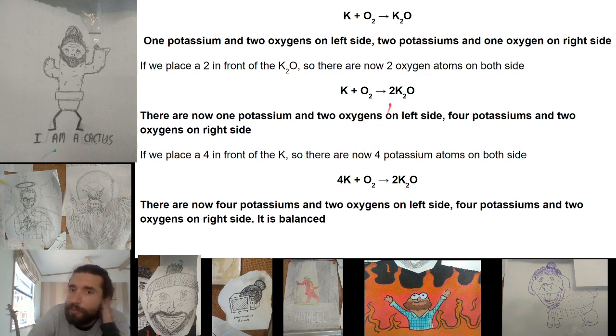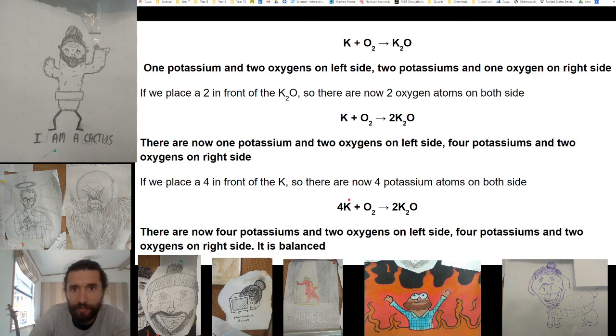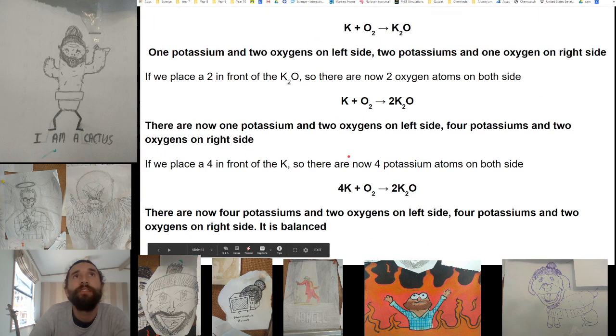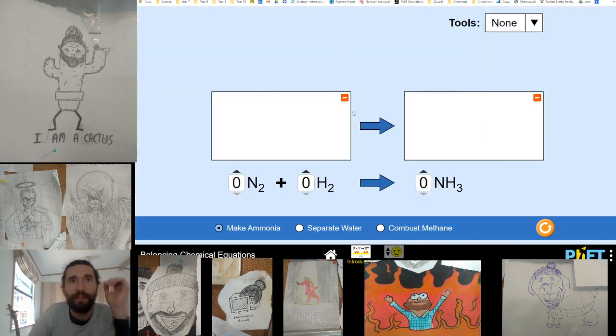Just be careful, when you put the 2 here to get 2 oxygens, you make sure that also doubles the amount of potassiums as well. Alright, that is quite complicated, so I've got a little activity for you to do. I'm going to put the link to this activity in the comments of this video, so when you finish the video, look at the comments. And this activity is this one here.